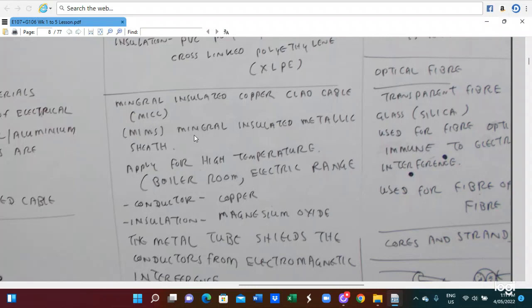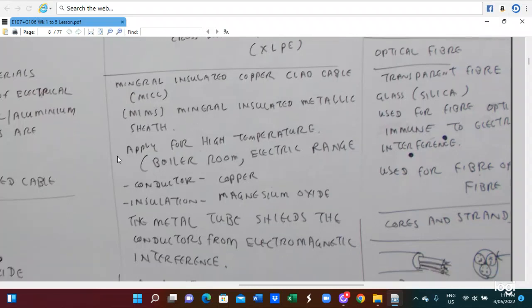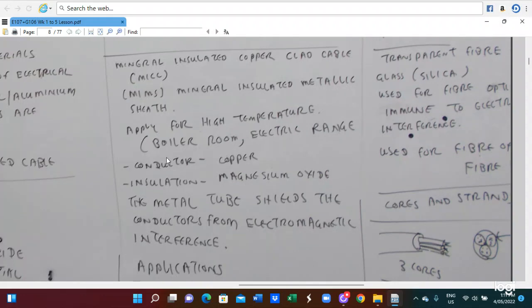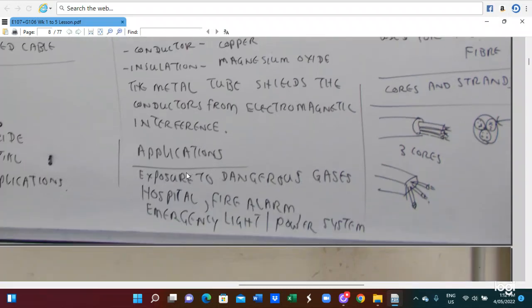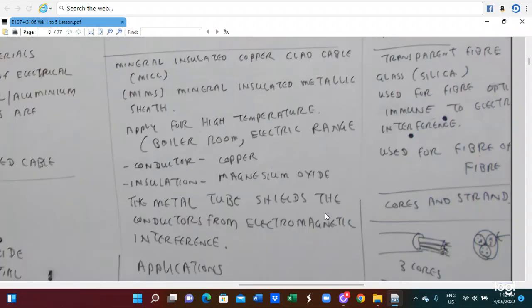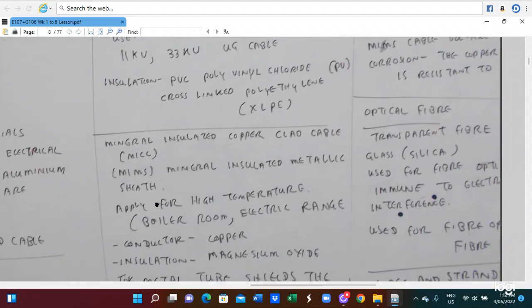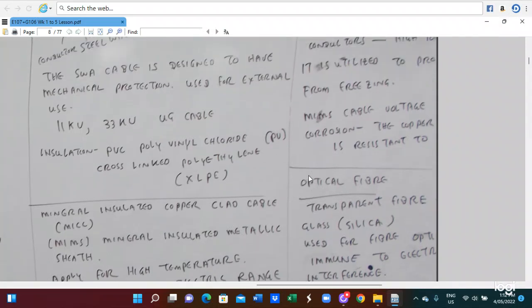MIMS is a mineral insulated metallic sheathed cable. They are applied for high temperature. We use them for wiring, electric heating, with copper conductor. The insulation is magnesium oxide, and the metal tube, the sheath, and conductors are used for the electromagnetic infrastructure. These applications are exposed to dangerous gases, hospital fire alarm systems, emergency lines and power systems. In this case, we use the MIMS cable.